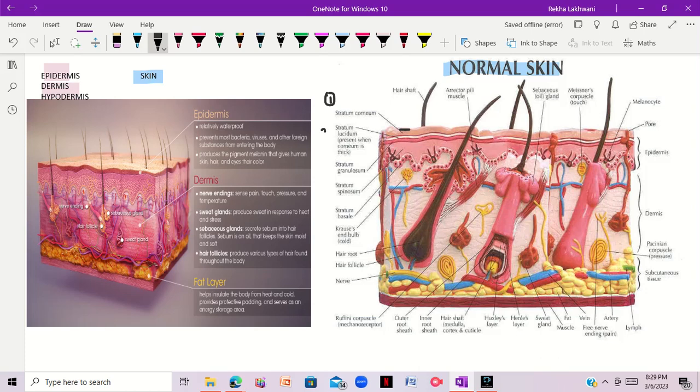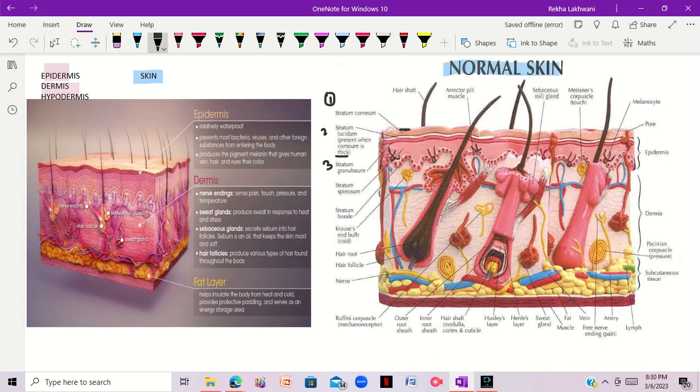Second, we have stratum lucidum. Basically, this is quite thick and is present on our foot, and on the palm of our hand the skin is quite hard. So over there, this stratum lucidum is present, and that skin is quite thick. Then we have stratum granulosum. This is known as granulosum because it has granules in its structure.